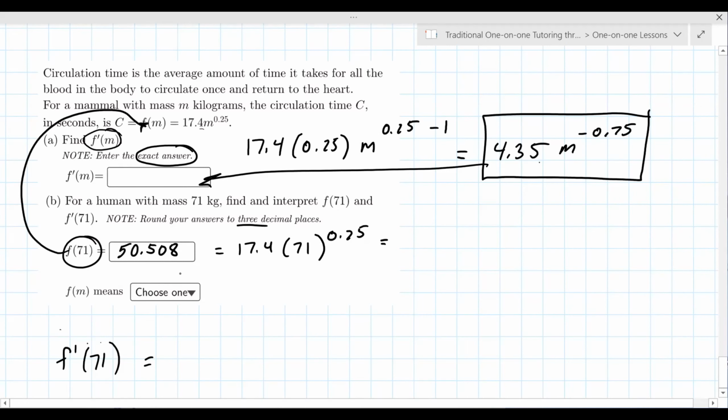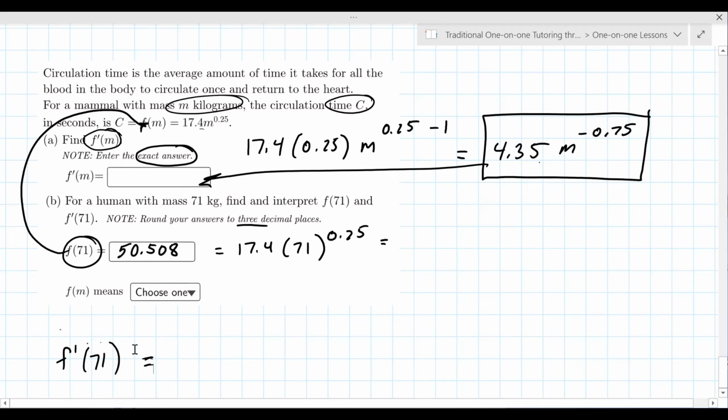I think you'll want to see this. Well, it's just matching up these labels, right? m is kilograms, time is c. So basically, for a human of mass 71 kilograms, the circulation time is changing by f of 71 seconds for a 1 kilogram increase in mass. You can go with that.